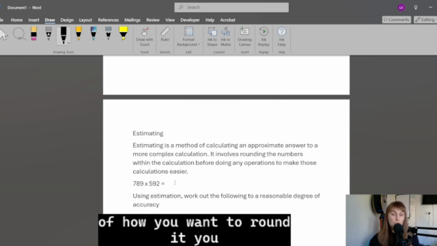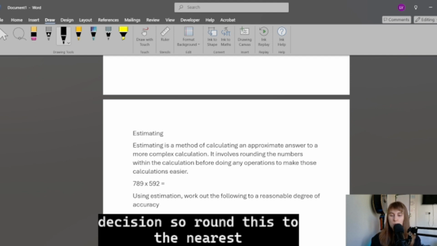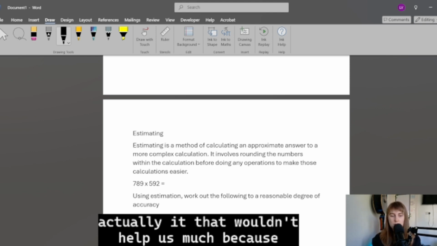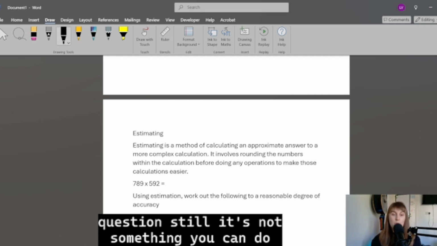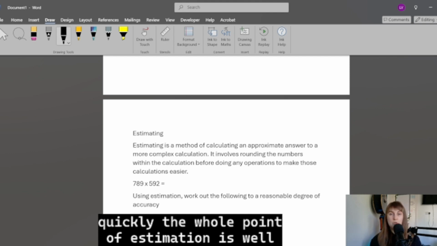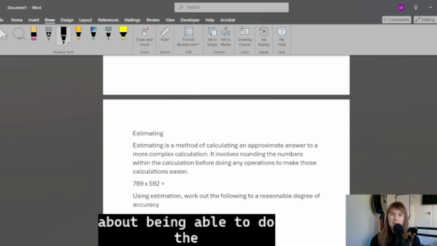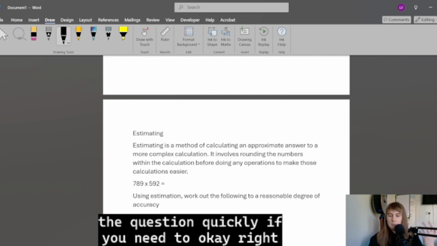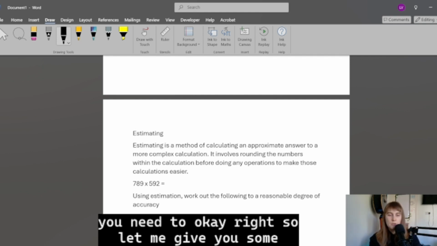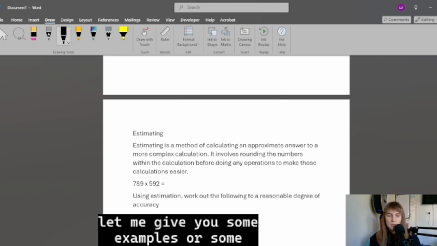You could have made a decision to round this to the nearest 10, but actually that wouldn't have helped us much because 790 times 590 isn't an easy question still. It's not something you can do quickly. The whole point of estimation as well is about being able to do the question quickly if you need to. Okay, right. So let me give you some questions to do.